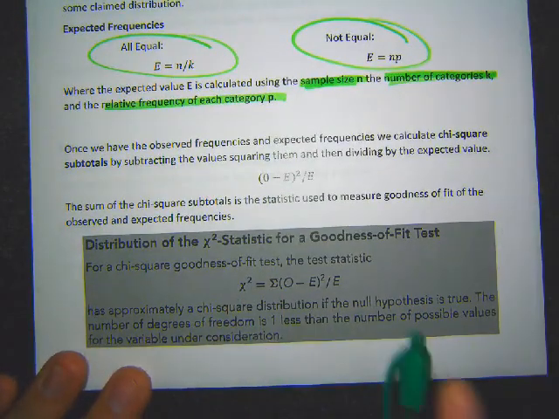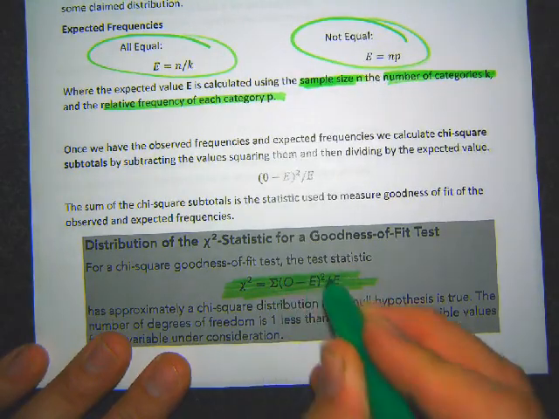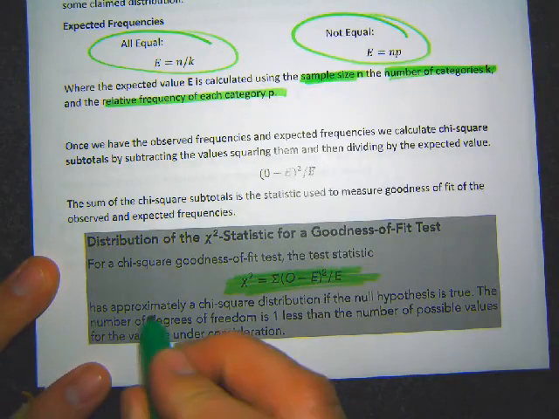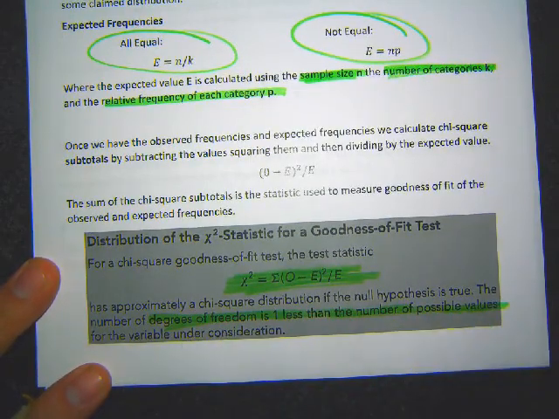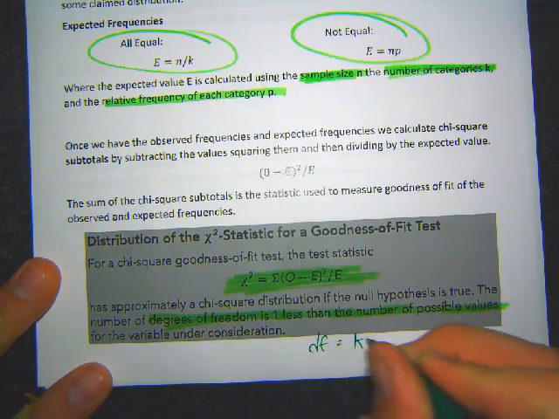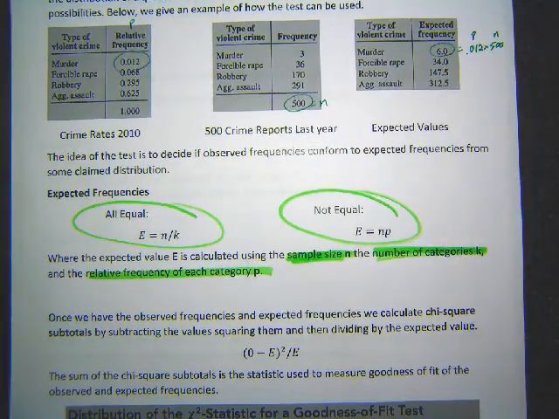So the chi-squared value is going to be the sum of the observed values minus the expected values, squared, divided by the expected values. This does have a degree of freedom, which is going to be 1 less than the number of possible values. So the degree of freedom is going to be k minus 1. The number of categories you have minus 1, that's going to be your degrees of freedom for these problems.